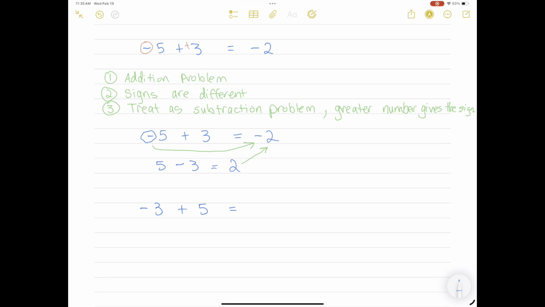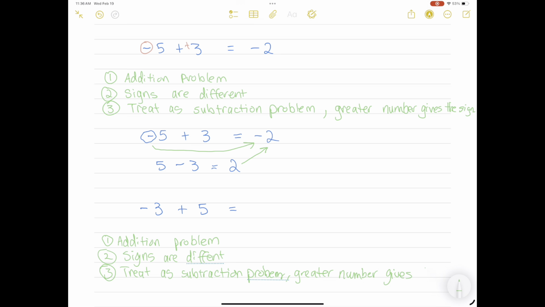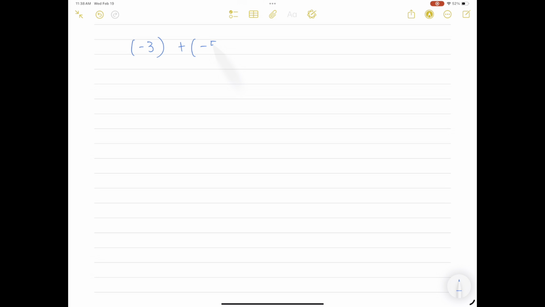Next example, negative 3 plus 5. Once again, we recognize that this is an addition problem, and we see that the signs are not the same. They're different. Therefore, we treat this as a subtraction problem with the larger number giving the sign. In this case, 5 has a greater absolute value than negative 3, so the answer will be positive. So we look at 5 minus 3, which equals 2, and the answer will be positive 2. That is, negative 3 plus 5 equals positive 2, or just plain 2.